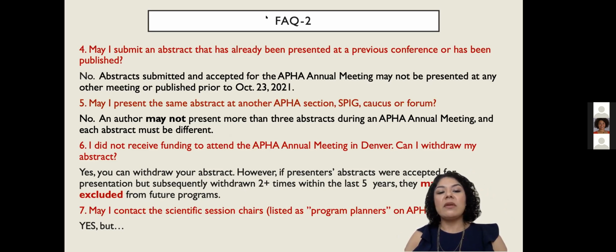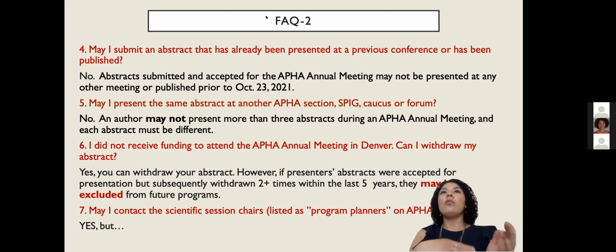The sixth question that we get a lot is, I didn't receive funding to attend the APHA annual meeting in Denver. Can I withdraw my abstract? Yes, you can withdraw your abstract. But before you consider doing that, you may want to contact the organizers, myself and Barbara, and ask whether we have room for you in the virtual program. The other thing is that if you withdraw your abstract more than 2 times in a row within a period of 5 years, you're put on an exclusion list.